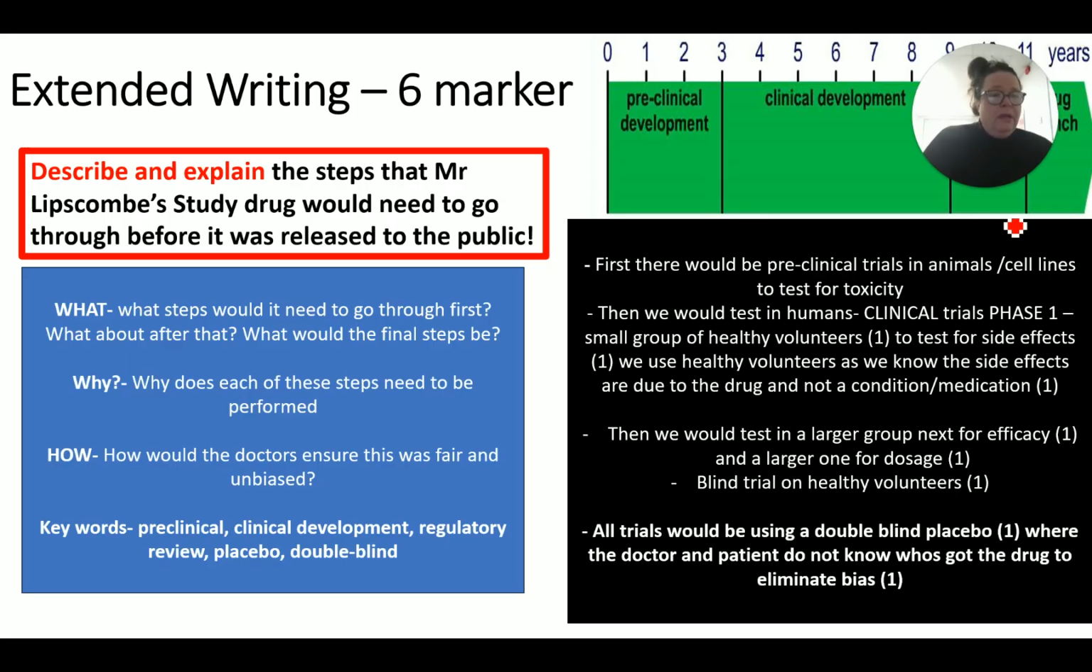Okay. So if it was just describe, we could say tested on cells, tested on animals. Because it's an explain, we have to say why. So we are testing for toxicity, or you could say, are they poisonous if it's easier. Okay, then we're going to test on humans. And they are healthy humans, healthy volunteers. Why? To test for side effects. Okay. And we use healthy volunteers so that we know the side effects are just to that drug and not for something else.